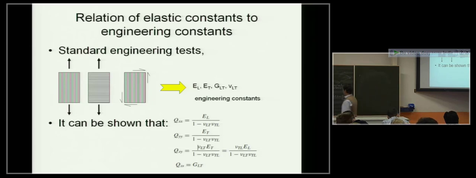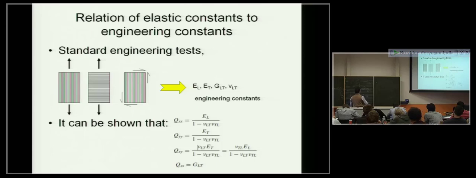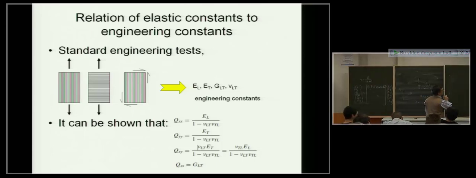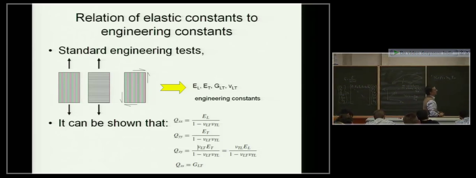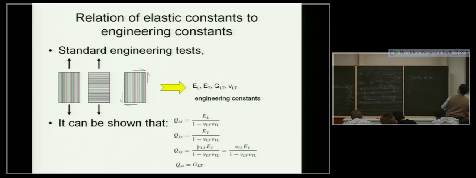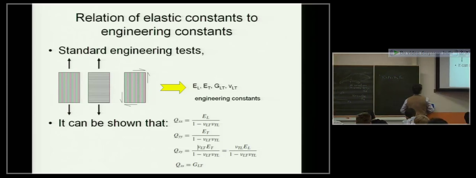Turns out that, and that's mentioned, I think, in the book among other places, nu LT ET equals nu TL EL, which means that the transverse Poisson's ratio, which appears in these equations, is given by known quantities as shown here on the board. And why that happens, or why that is true, is related to the fact that your stiffness matrix has to be symmetric for a positive definite material and so on.